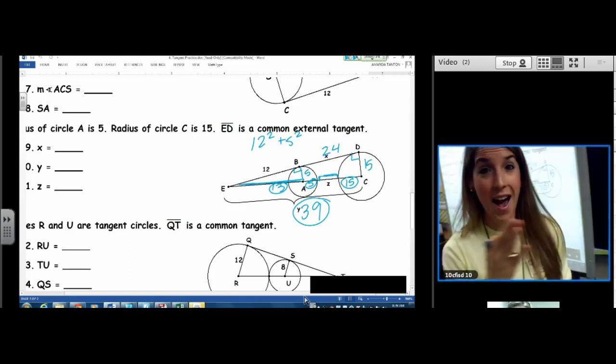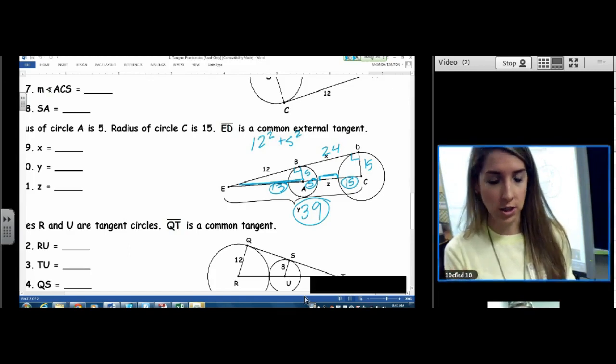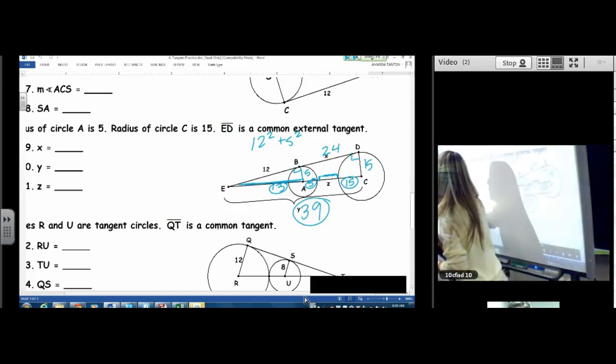So we were using our radii to help us. The 5 was used twice and the 15 was used twice. So that would be a subtraction problem. Z was 26.